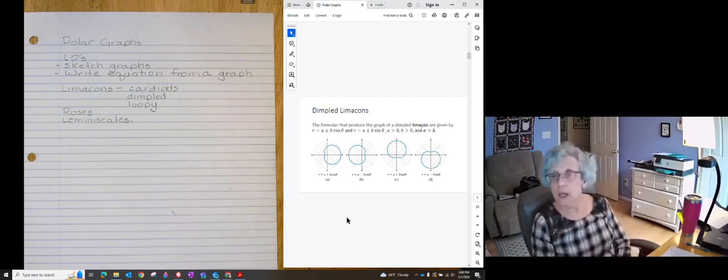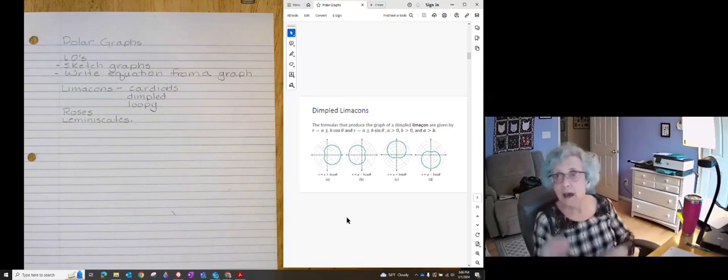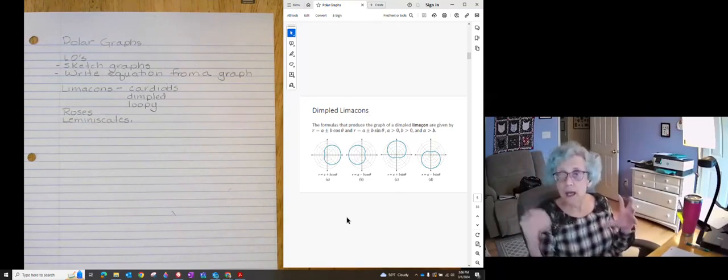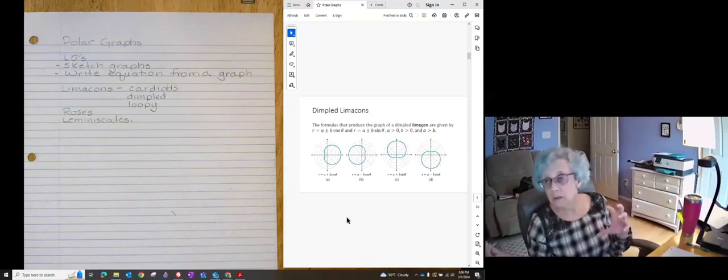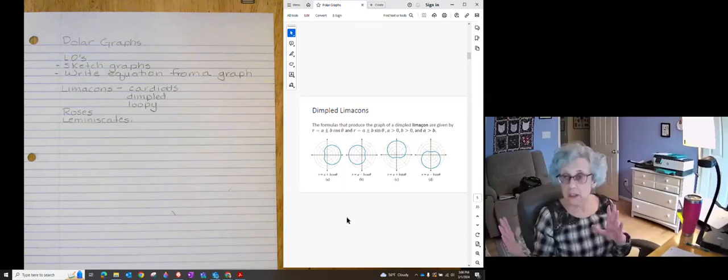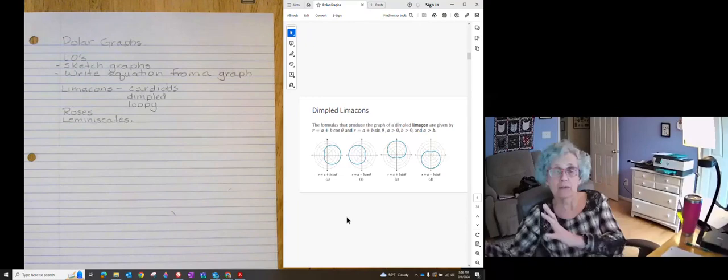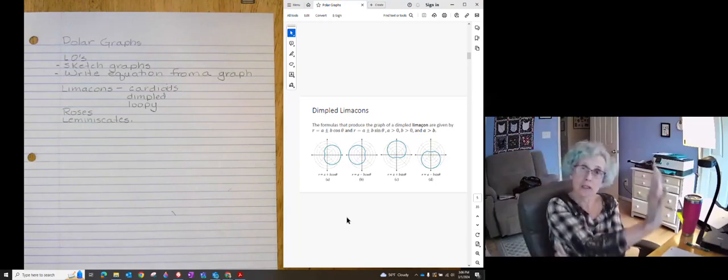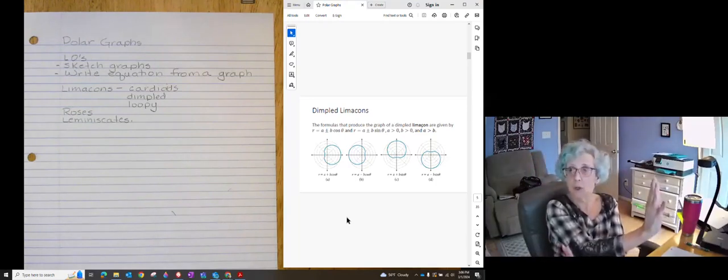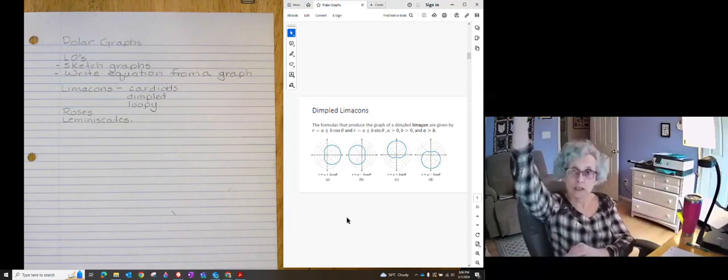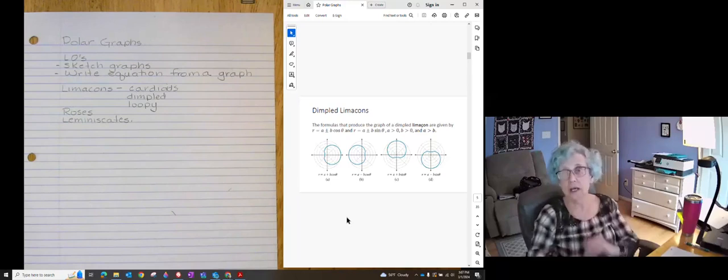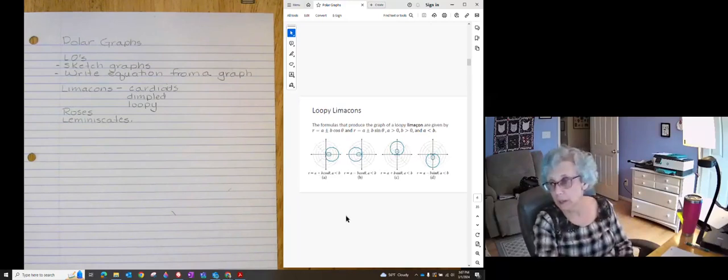Dimpled limacons have the exact same format, A plus or minus B cosine theta or A plus or minus B sine theta. And they have the same orientations. If you have cosine with a plus, then most of your graph is to the right of the pole. If you have cosine with a minus, most of your graph is to the left of the pole. If you have sine with a plus, most of your graph is above. Sine with a minus, most of your graph is below.